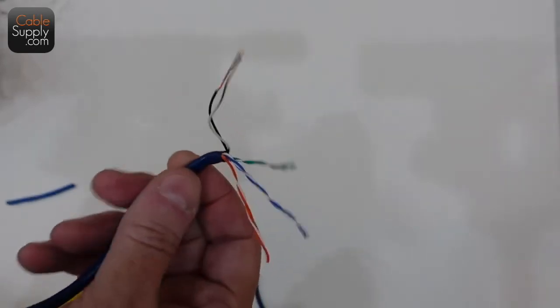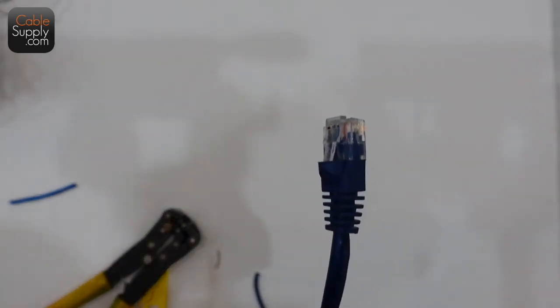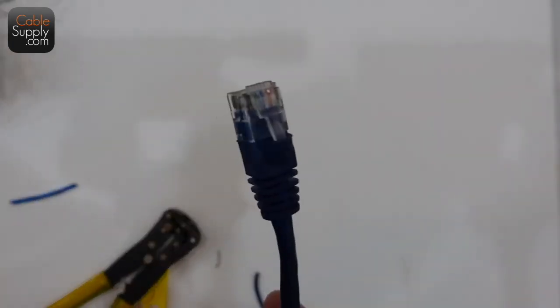This is the color code. We're not going to talk about color code today because I'm not talking about connecting this to anything except through the end. It says RJ45. Now let's look at the end here, and I'm going to show you some differences in some other patch cords.